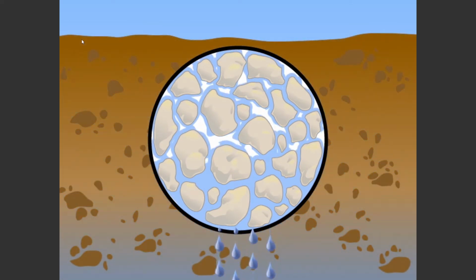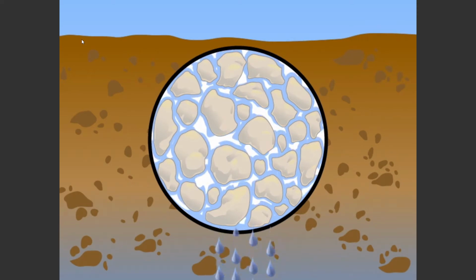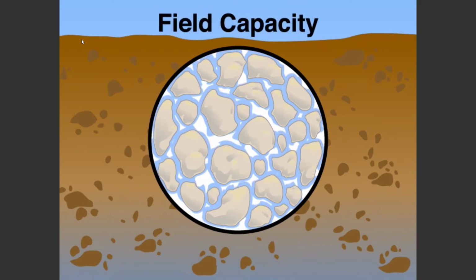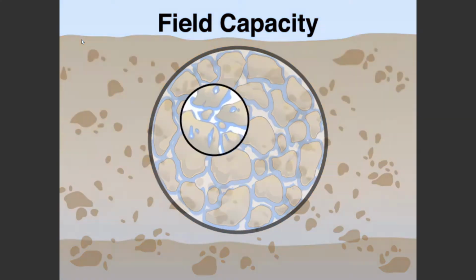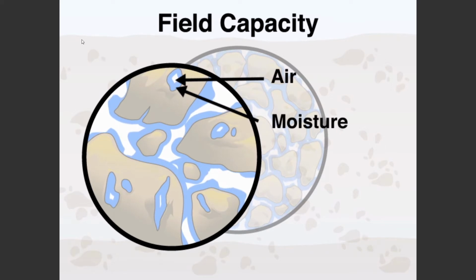At this point, pores contain some air and thin films of moisture. The water films within the pores are held by surface tension of soil colloids, thus water stops leaching. After leaching stops and excess water has drained, the soil is described as being at field capacity. Soil at field capacity has pores that are partially filled with air, surrounded by films of moisture.